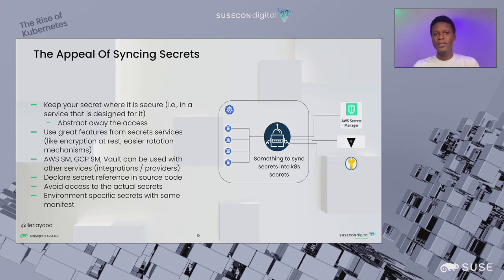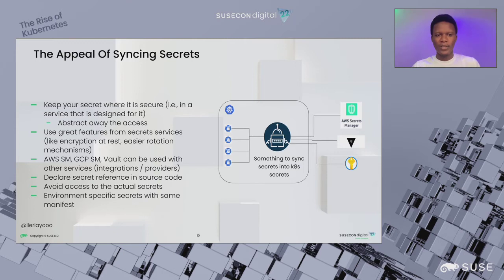But if you have them in an external secrets provider, right, for instance, Vault, or Azure Key Vault, you're having things like encryption at rest. You're having rotation mechanisms in place for you. So you're enjoying these benefits. So we want to bring that and synchronize those secrets with Kubernetes.